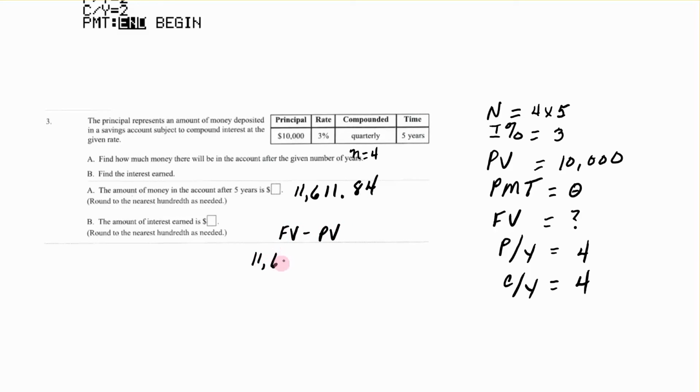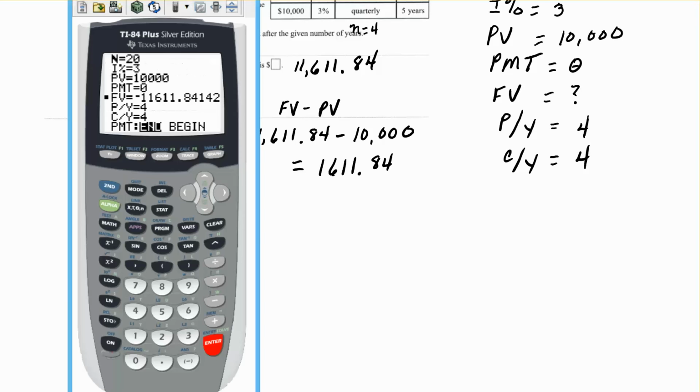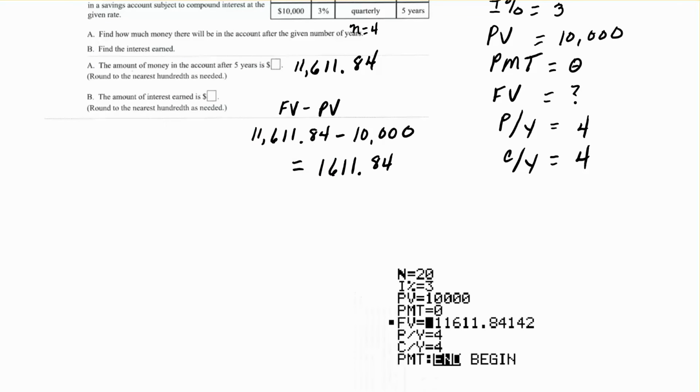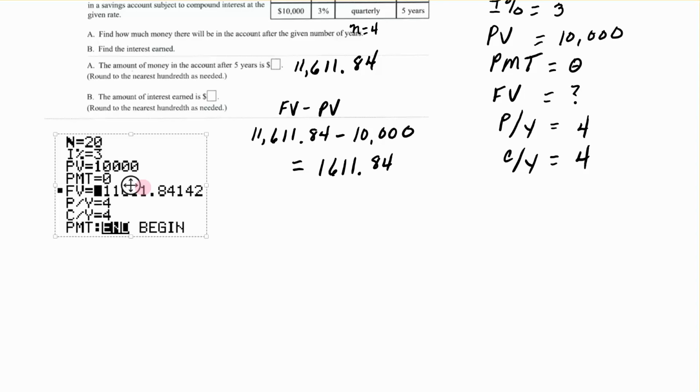So it's $11,611.84 minus 10,000, which gives me interest of $1,611.84. Okay, let's grab that and put it right there. Okay.